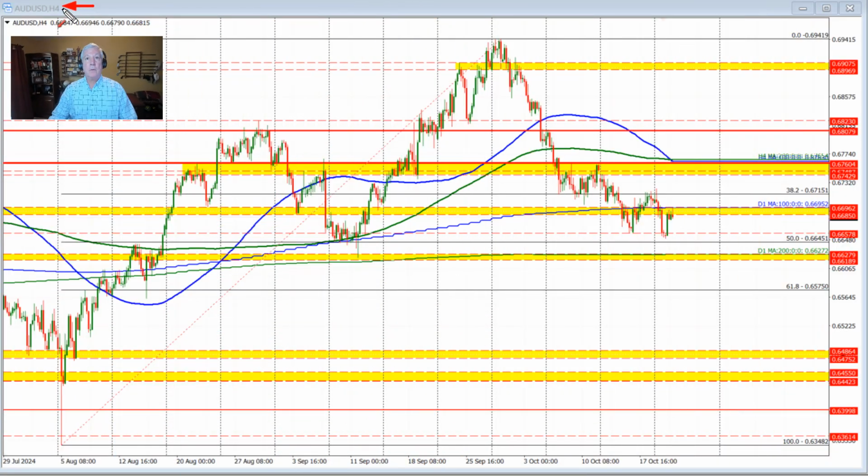I'm going to take a look at the Aussie versus US dollar. Today's date is October 22nd, 2024. Let's get started. We'll look at the 4-hour chart, and you'll often hear me say that the sellers had their shot or the buyers had their shot.